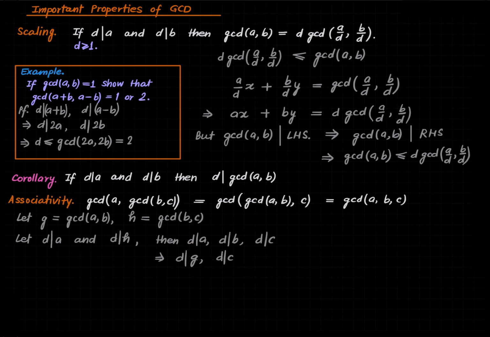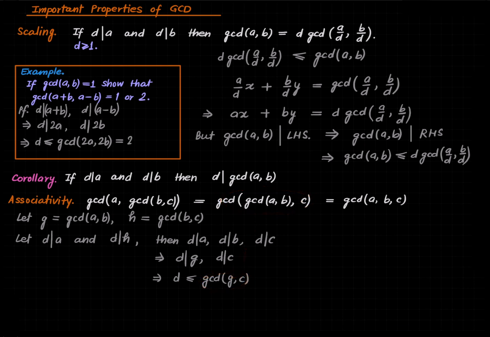Right? D divides A and B implies that D divides the GCD of A and B. So we have that, which means that D is at most the GCD of A and B. So what are we saying? D is at most this number is all we are saying. This is precisely that number.